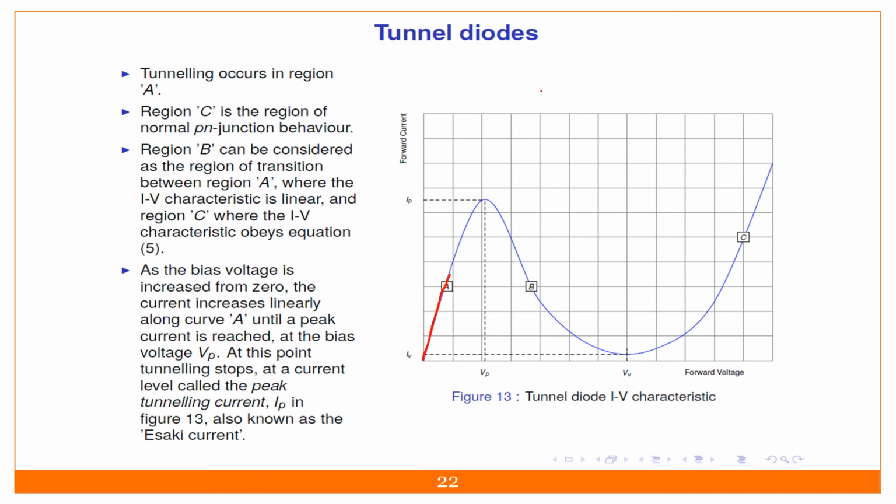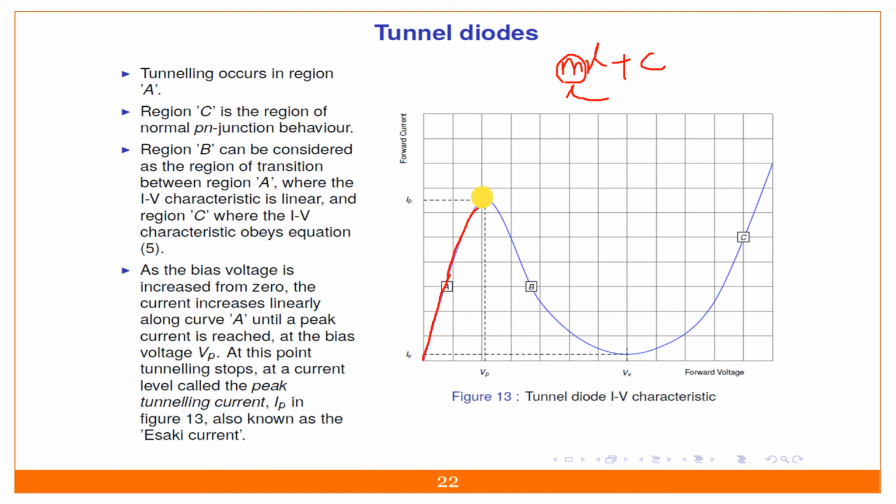Suppose the line equation is like this: y equals mx plus c. If m is constant, then whatever the graph is, it is always linear. Keep in mind, the graph is always linear in this case, because m is my constant. So up to this point you are getting the linear graph, that is, as we increase the voltage, we are increasing the current.